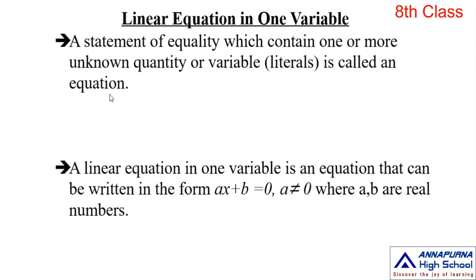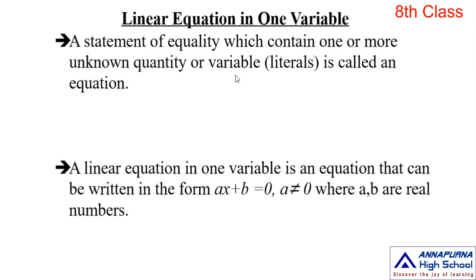Generally in algebra, we represent those unknown quantities with English alphabets. Those English alphabets are called literals, and we treat those literals as variables. But there is a small difference between variable and literal. What is the meaning of literal? Literal means the English alphabet we use for representing the unknown quantity. And variable means the quantity that can vary, the quantity which is always changing, that quantity we call a variable.